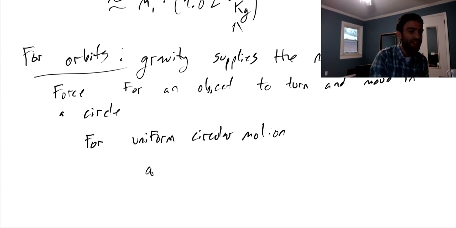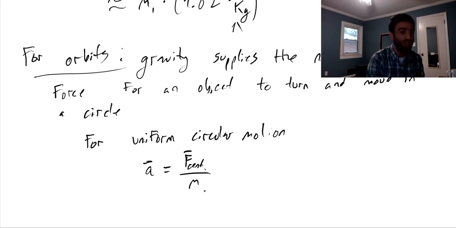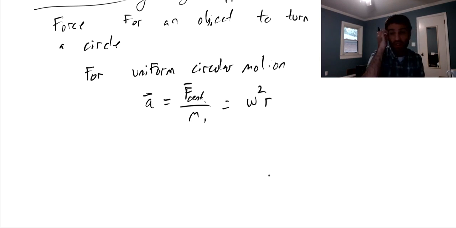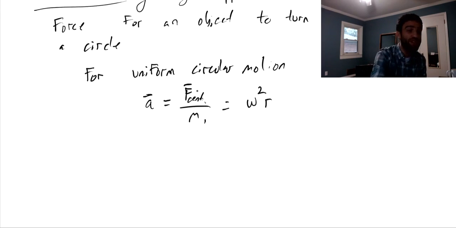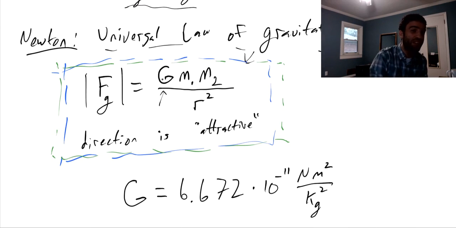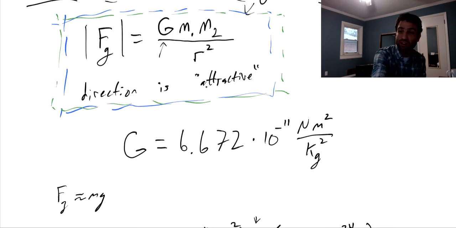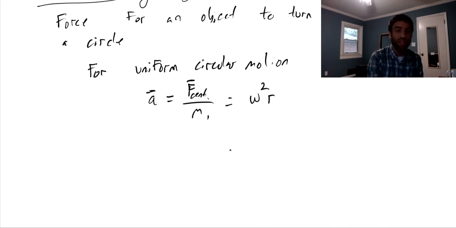So for uniform circular motion, the acceleration needed to change the velocity vector so that instead of flying off, it turned in a circle, the acceleration, which is the centripetal force divided by the mass of the object, was equal to the angular velocity squared times the radius. If the centripetal force is coming from gravity, we plug in this expression: F centripetal equals G times M1 M2 divided by R squared. You see that we can rearrange this equation.